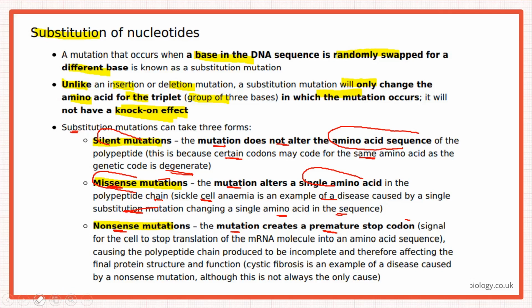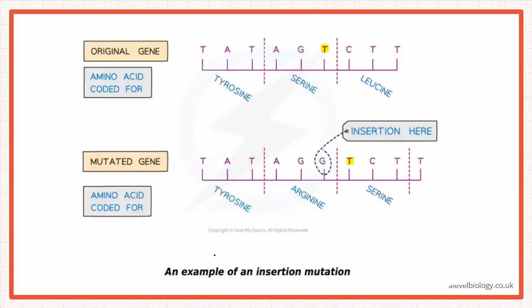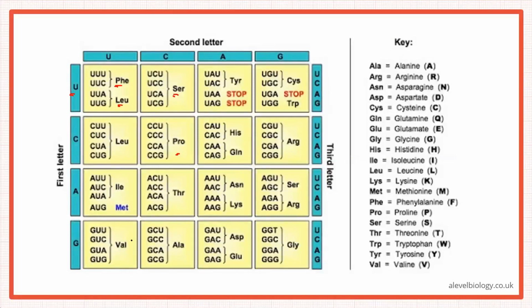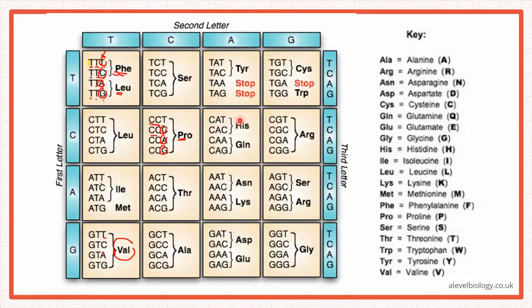And the example we use for nonsense mutation is cystic fibrosis. It is an example of a disease caused by a nonsense mutation, although this is not always the only cause. But in this case, a stop codon will attach there. I'll just show you. For example, if you're looking at this RNA codon here, UAA, UAG act as stop codons. Some other nitrogen base sequence was going to attach there, but instead these go and attach there, so this will be a stop codon. This will stop the transcription. So this is UAA, UAG, and UGA. They act as stop codons. Similarly, if you look at this DNA code here, TAA, TAG, and TGA, they act as stop codons.